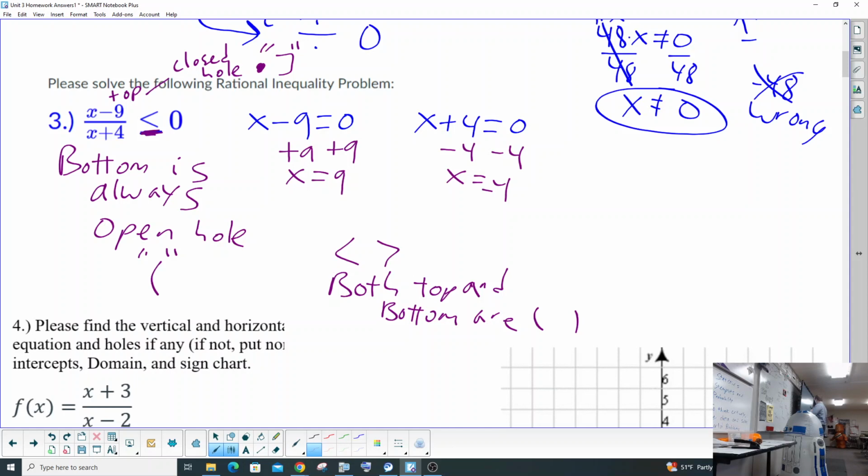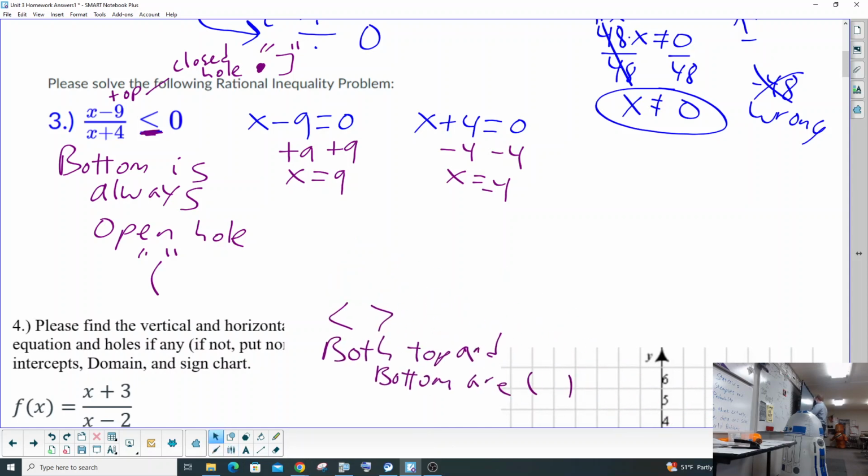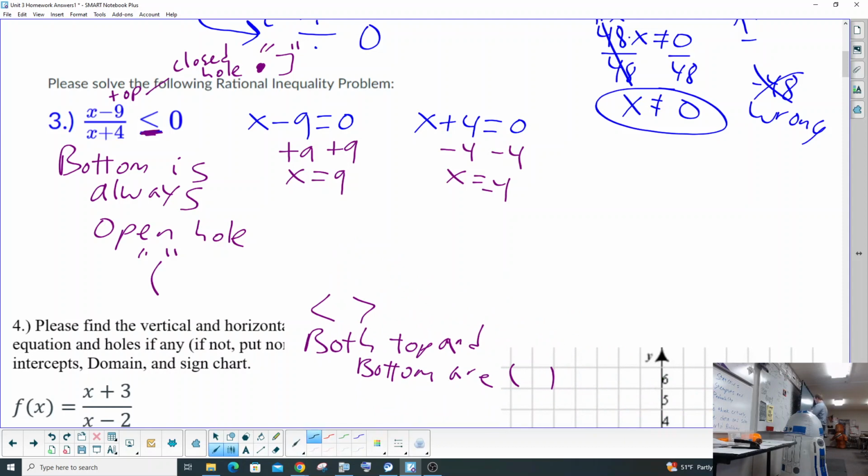And now we're going to do a number line. Now remember, negative numbers go first. So we have a number line, and we have negative 4, and we have 9.